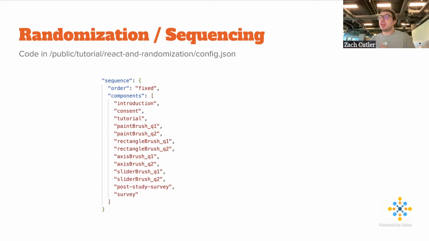Theoretically, you could just change this to order random if you wanted to randomize these. But that's really not what you want, right? You want to make sure that your introduction, consent, and tutorial come before your actual randomized tasks, such as the paintbrush and the rectangle brush, etc.